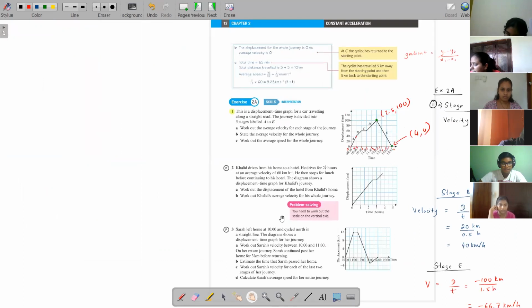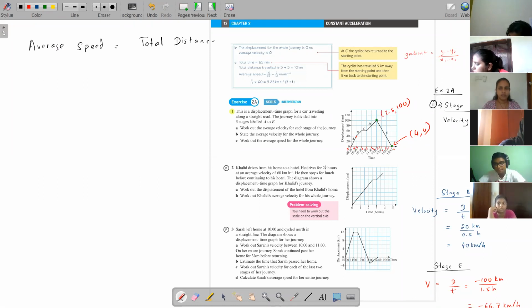Average velocity. So we'll write the rule. I think you all know the rule for average speed and average velocity is the same. You have learned average speed is total distance over total time. Have you heard of that? Average speed is equal to total distance over the total time. So now they want the average velocity for the whole journey. The average velocity for the whole journey is what?